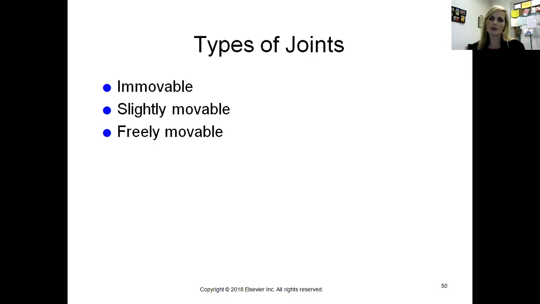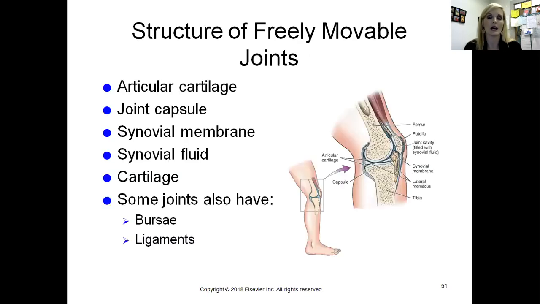And then lastly, we have our freely moving joints, which are the most numerous of all the joints in our body, and these are referred to as synovial joints. We talk about that here on the next slide. Just to show you our freely moving joints, because they are freely moving, we are going to see a different structure here.